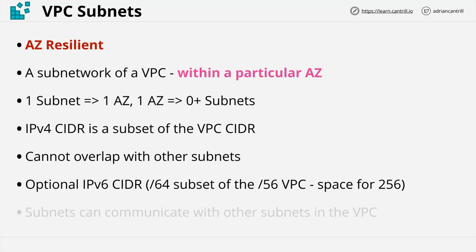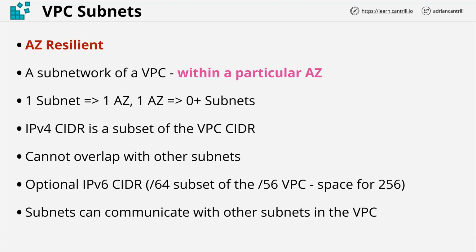Now, subnets inside a VPC can, by default, communicate with other subnets in that same VPC. The isolation of a VPC is at the perimeter of the VPC. Internally, there is free communication between subnets by default.